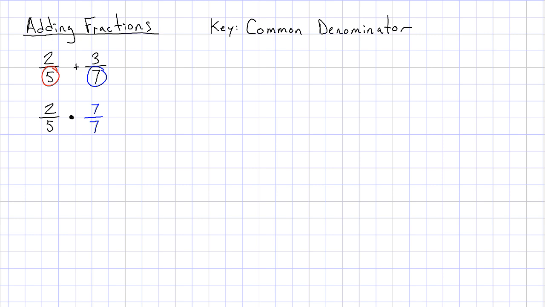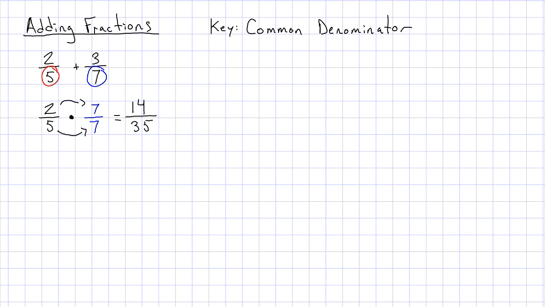So that's really key. When we multiply fractions, we multiply across the top and across the bottom. So 2 times 7 is 14 and 5 times 7 is 35. So that's the first fraction dealt with.